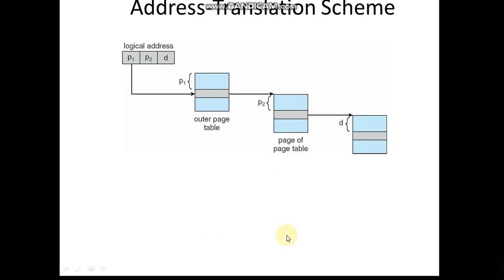So this is the address translation scheme. P1 gives you the outer page table, then it moves to P2, and within this, where it has to move is given by P2, and after that the displacement within the page is given by the third part of the logical address. Just remember, in the first case we broke it into two parts, whereas in the 2-level page table we have 3 parts.